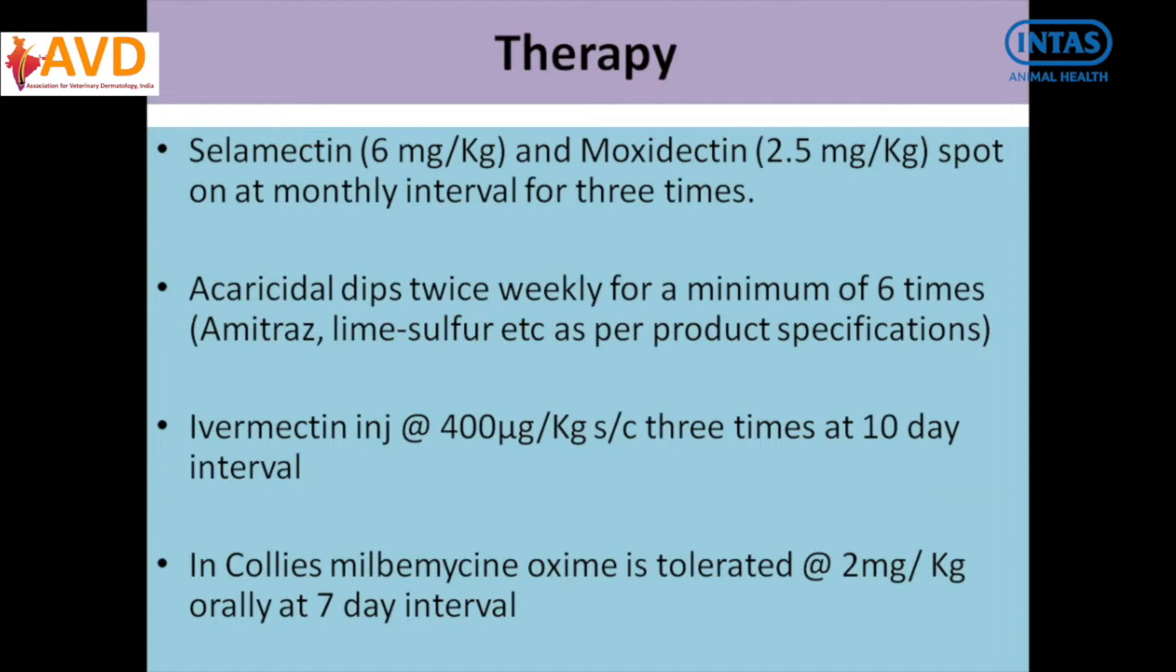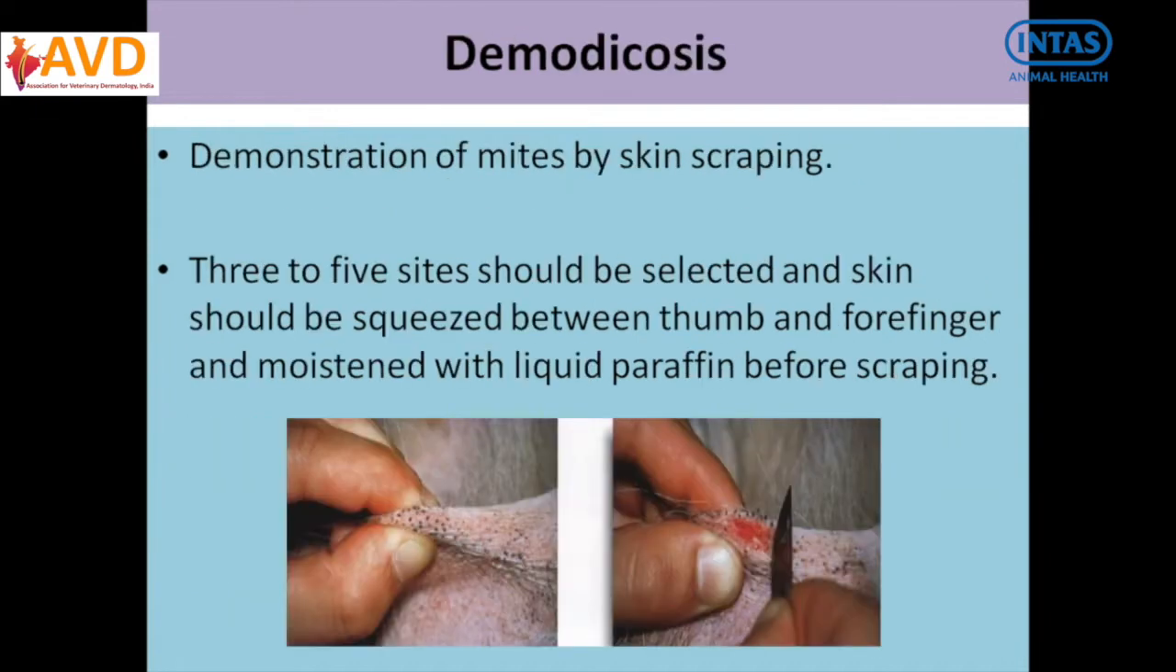Then ivermectin injections can be tried at a dose rate of 400 microgram per kg subcutaneously 3 times at 10-day interval. That's very commonly used, but in collies it is contraindicated, as you all know. Milbemycin oxime can be tried in such cases at the dose rate of 2 mg per kg body weight orally at 7-day interval. So that is sarcoptic mange.